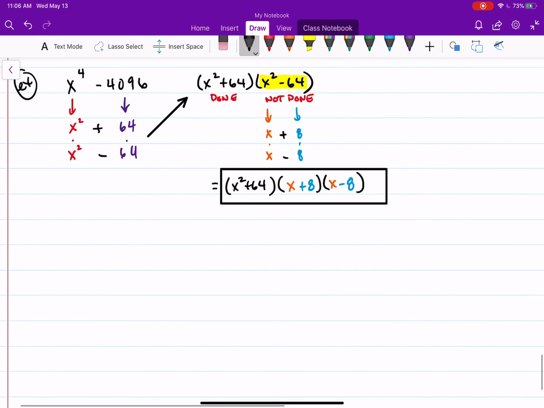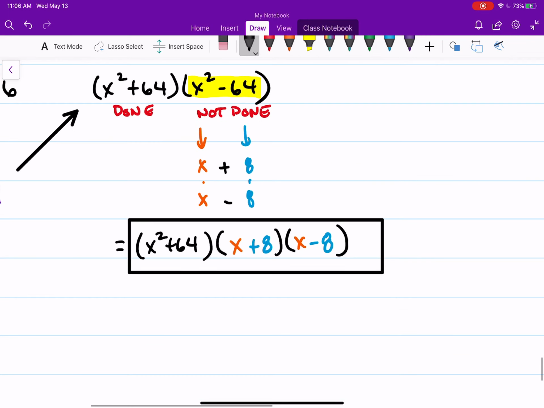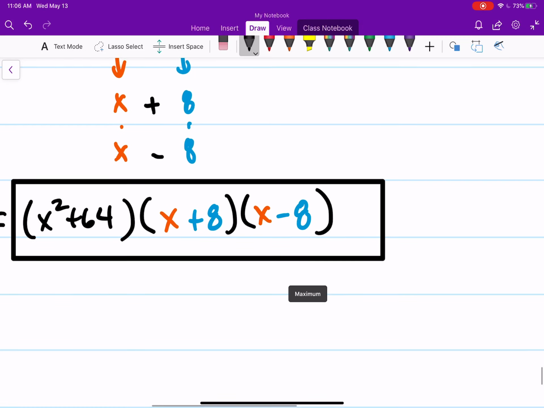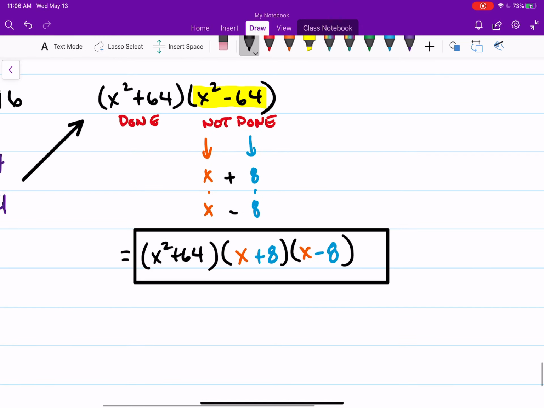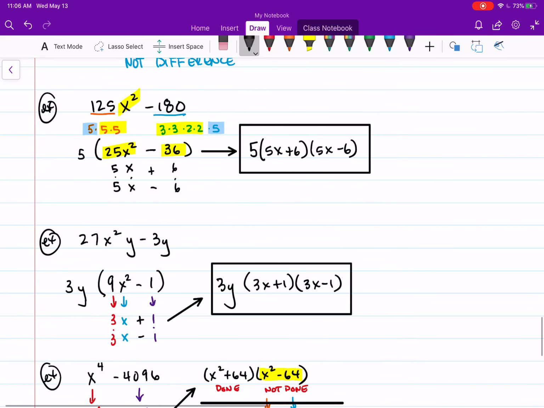Okay, so understand that this became an x squared minus 64. That's the reason why I can break it down more, because the x squared is a perfect square and 64 is a perfect square. Okay, well, I hope this helps you, and if you have any questions, let me know.